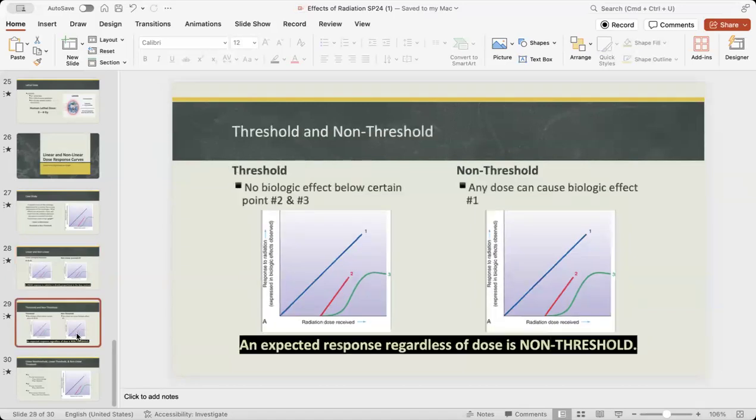So then when we hear the term threshold versus non-threshold, our threshold means that no biological effect is gonna happen below a certain point on 2 and 3. And then with our non-threshold, it tells us that any dose can cause a biological effect. So an expected response, regardless of the dose, is non-threshold. So our lines 2 and 3 tell us that no matter that dose, there's going to be some type of response.